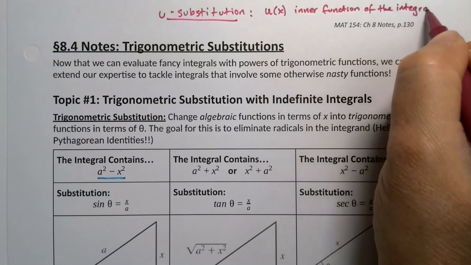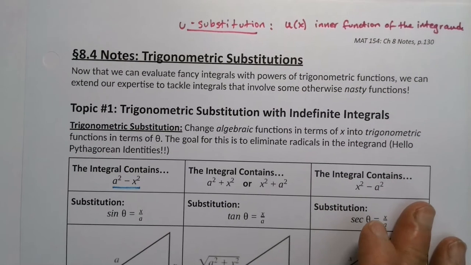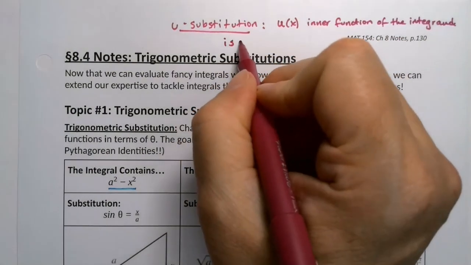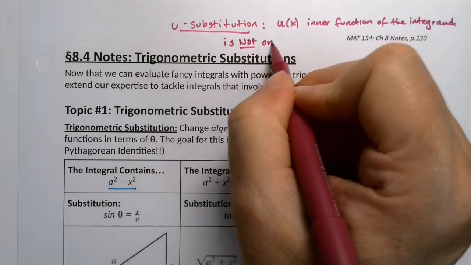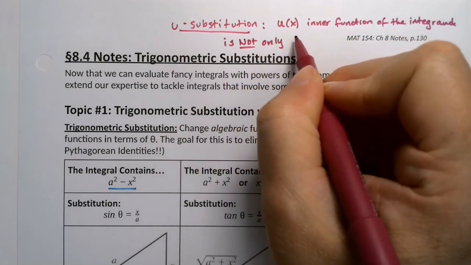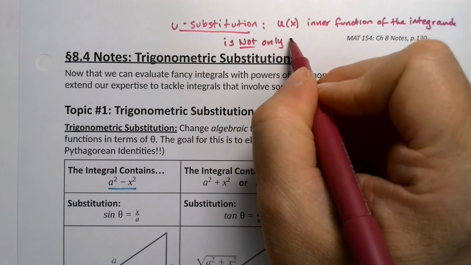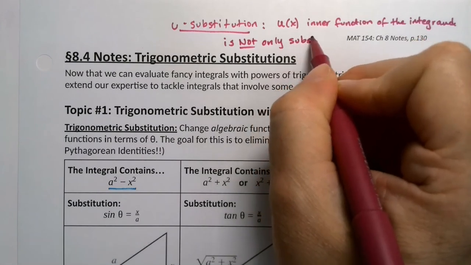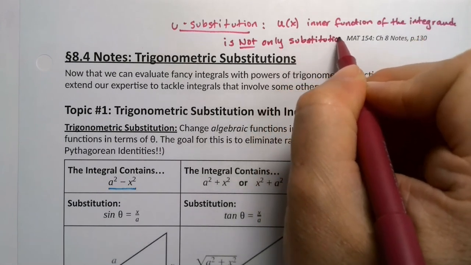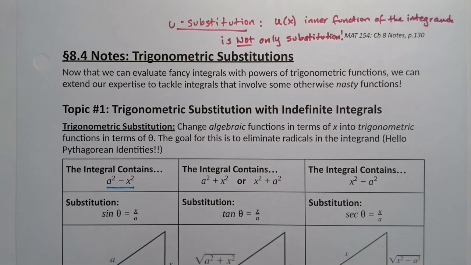But the trick of it is that it's not the only option. It's just taught to you like that. That's not the only way that you can do types of substitution. And we're going to learn a different one right now. We're going to learn trigonometric substitutions.